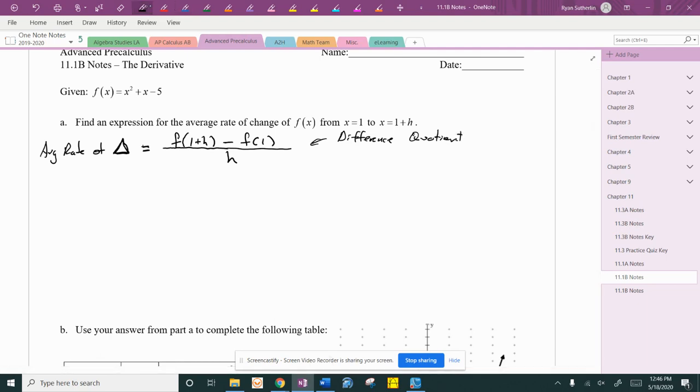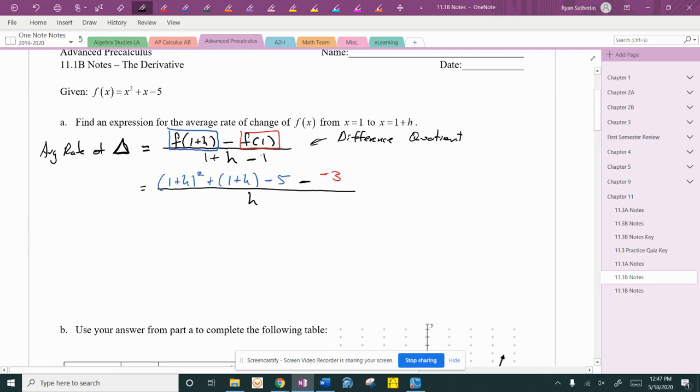So now let's do the math behind this. f of 1 plus h means I'm going to take 1 plus h and plug it everywhere I see an x in f of x. So I have (1 plus h) quantity squared plus 1 plus h minus 5, then minus f of 1. f of 1 would be 1 plus 1 minus 5, so minus negative 3, all over h. The reason that's h is that I'm doing 1 plus h minus 1. I'm subtracting the inputs.